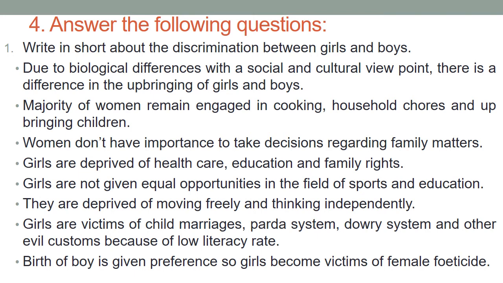It is the long answer, but to remember the points, you can keep the points like the biological differences and the upbringing of girls and boys, the difference between the upbringing. What kind of work the majority of women are doing? Cooking, household chores and upbringing children. No importance regarding family matters. Deprived of healthcare, education and family rights. Not given equal opportunities in sports and education. They cannot move freely and think independently. Victims of child marriage, parda system, dowry system and female feticide.